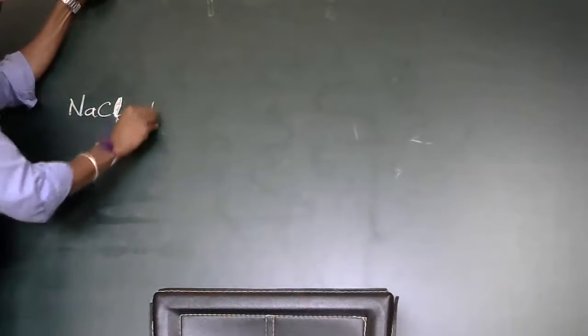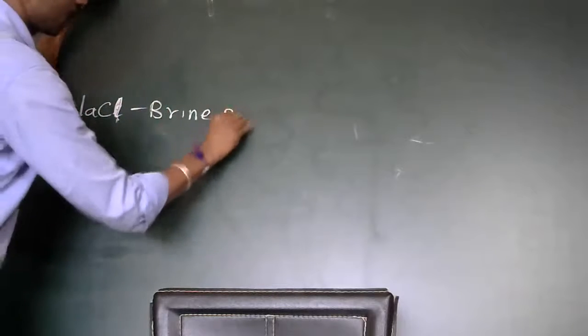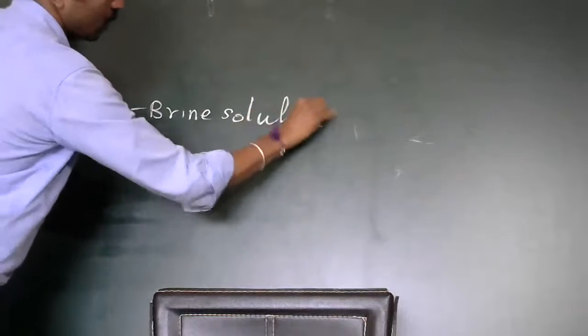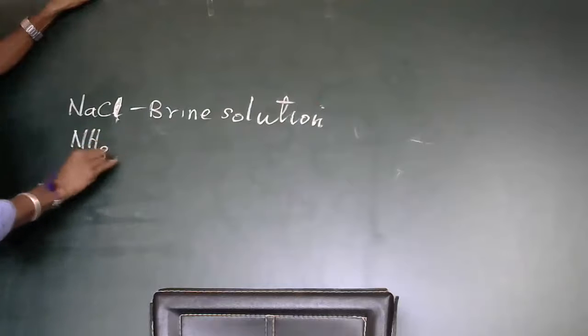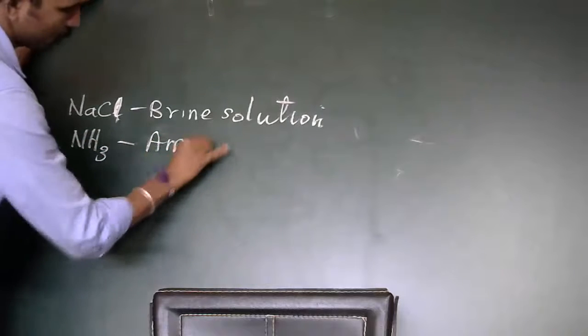So we start with the next procedure, that is the Solvay process. Here the raw material is NaCl, and apart from this, some other raw materials are used. NaCl is used as a brine solution. Similarly, NH3, which is ammonia, is used.